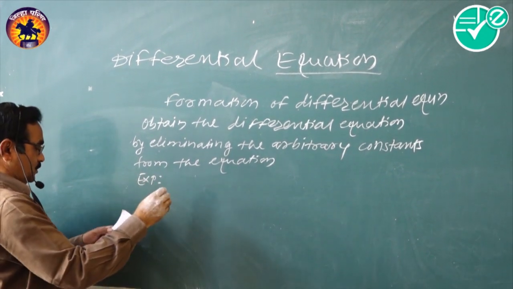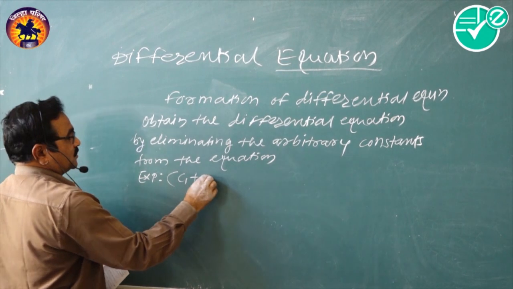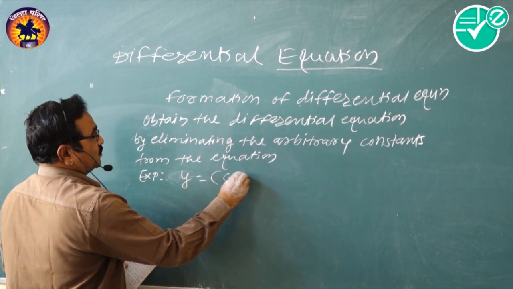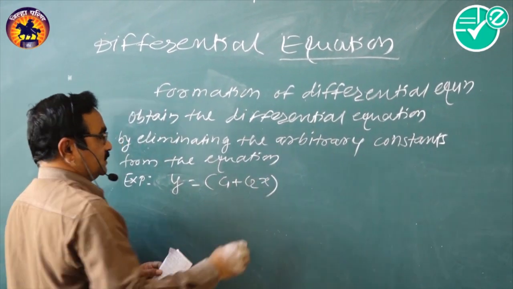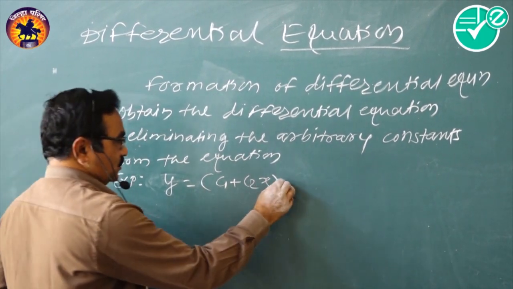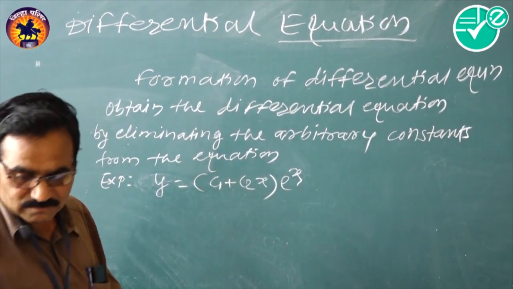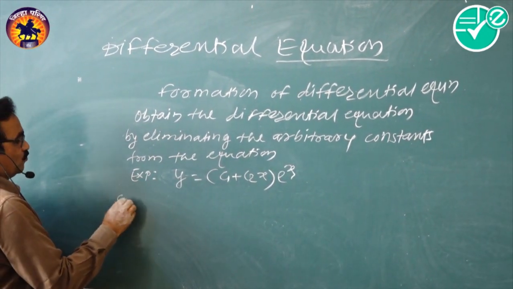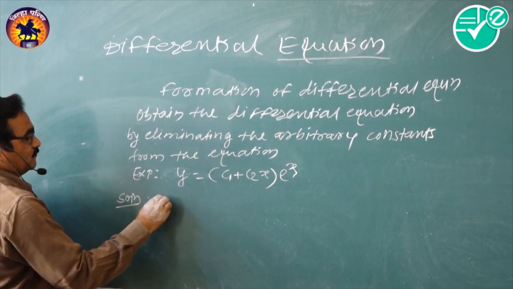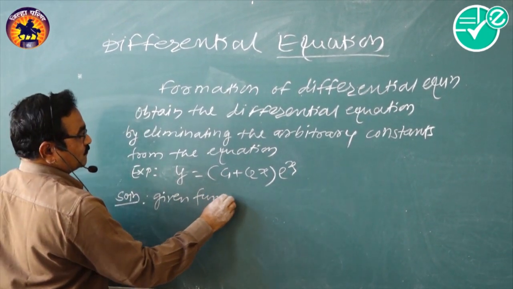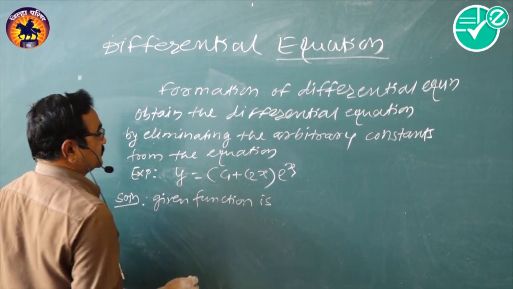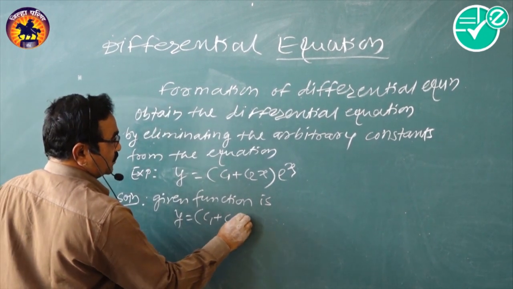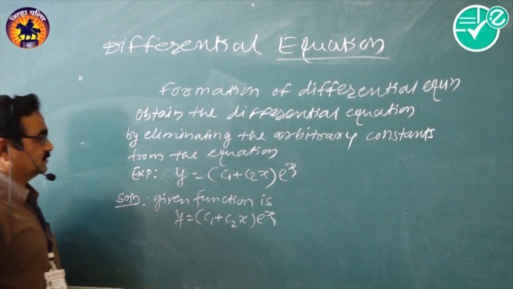Example, y equal to c1 plus c2 x into e raised to x. Q1: the function given is y equal to c1 plus c2 x into e raised to x.